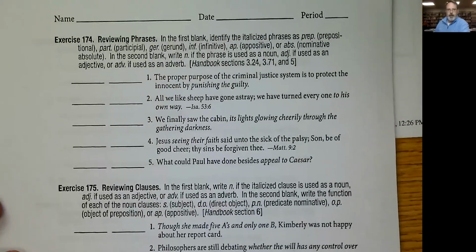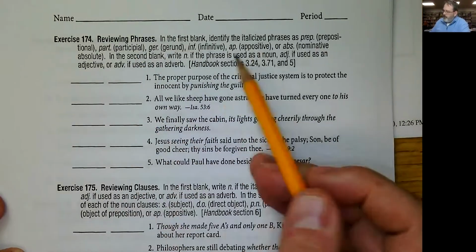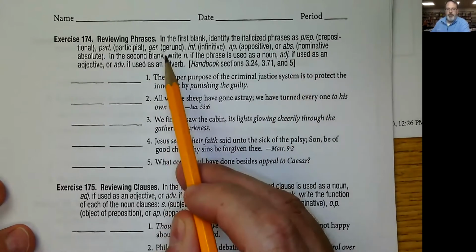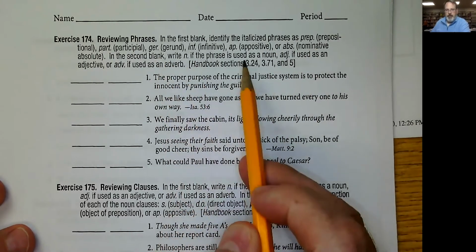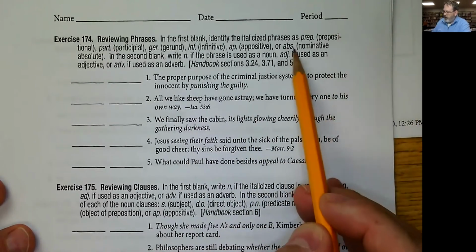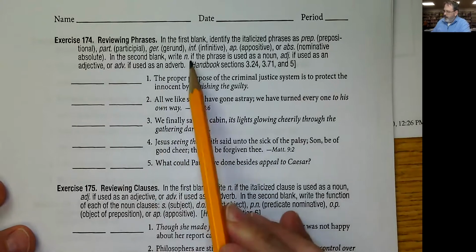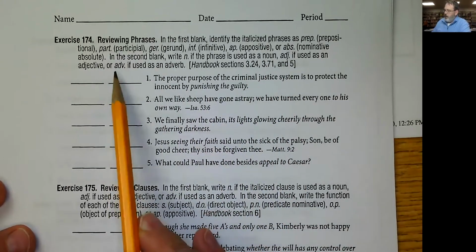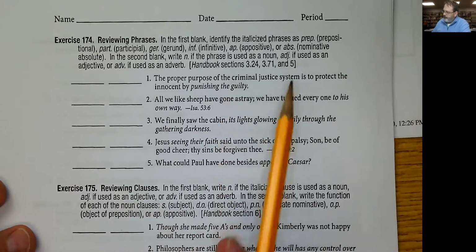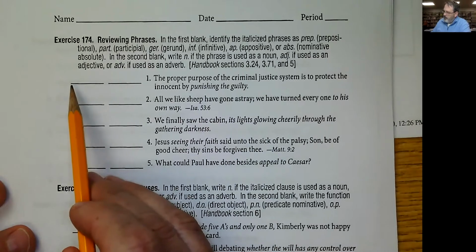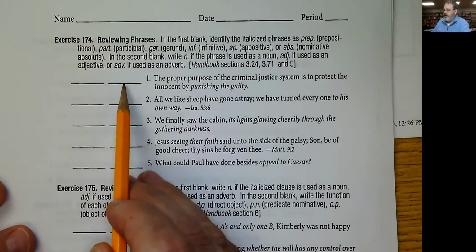All right. Exercise 174. In the first blank, identify the italicized phrases as prepositional, participial, gerund, infinitive, appositive, absolute, or ABS, meaning nominative absolute. In the second blank, write N if the phrase is used as a noun, ADJ if it's used as an adjective, or ADV if it's used as an adverb. Okay, so the first blank is what it is, the second is how it's being used.